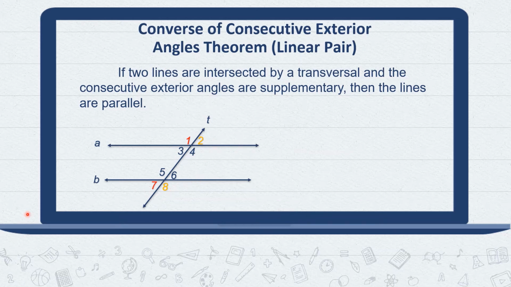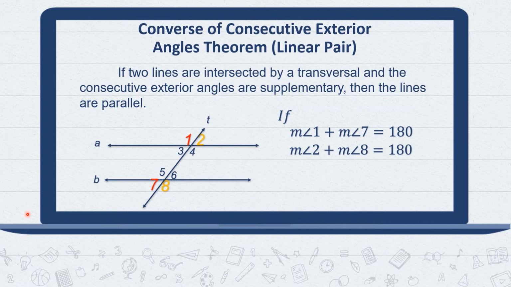So in the theorem, if the measure of angle 1 plus the measure of angle 8 is equal to 180 degrees, meaning they are supplementary, and the measure of angle 2 plus the measure of angle 8 is equal to 180 degrees, so they are supplementary, we can conclude that line A is parallel to line B.